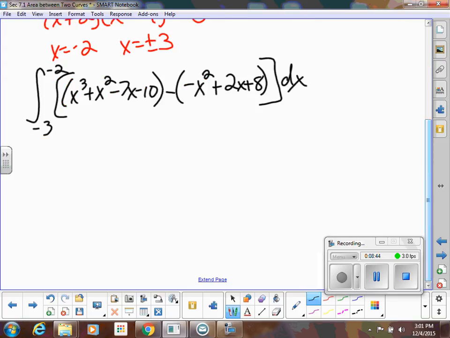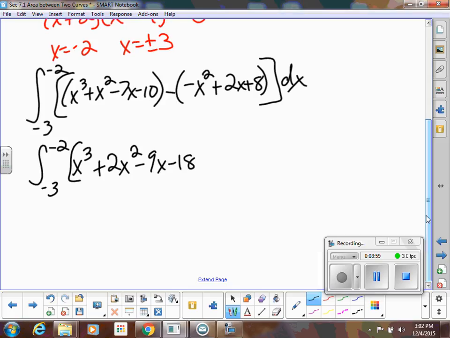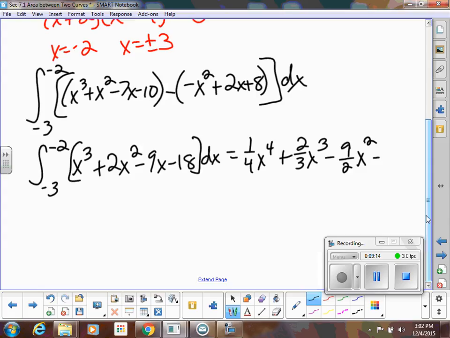Okay. All right, so let's do it. I know you guys are all groaning right now. That's okay. We can do it, right? So combine like terms first. All right, so I've got 1/4 x to the 4th plus 2/3 x cubed minus 9/2 x squared minus 18x, all from negative 3 to negative 2.